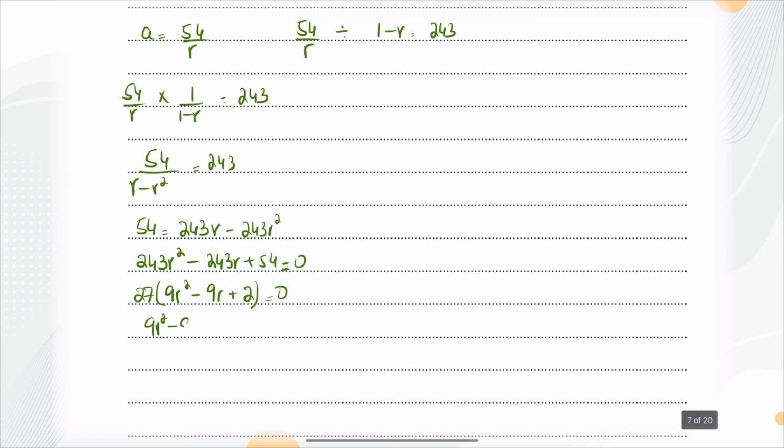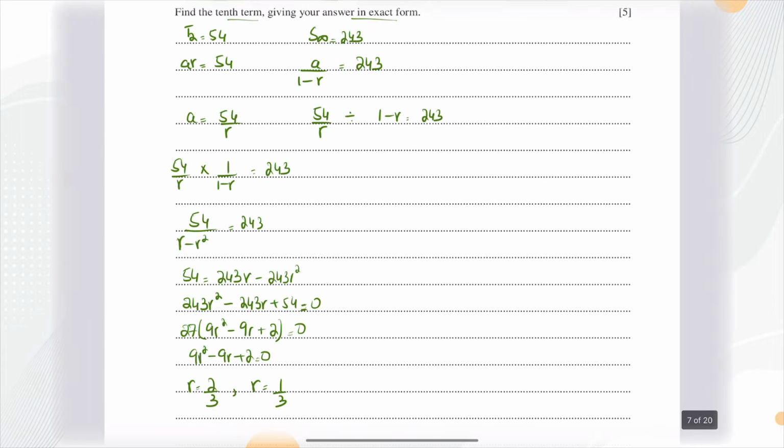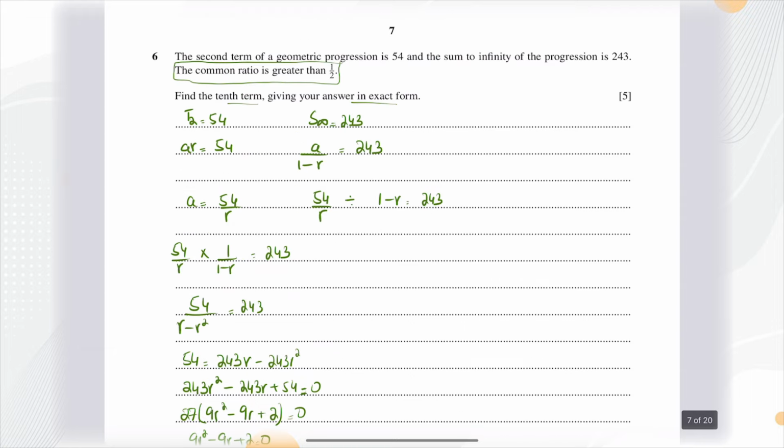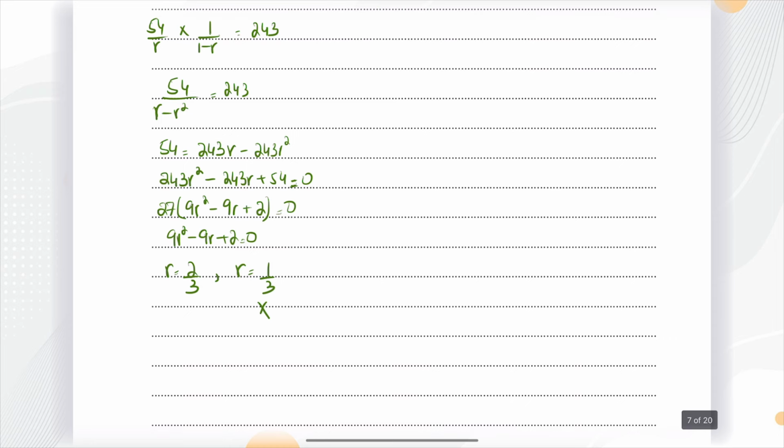So this equation we can solve through middle term breaking, but I'm going to use the calculator to save some time. So we're looking at 9, minus 9 and 2. So one value of R is 2 upon 3 and the other value of R is equal to 1 upon 3. Now which value are we going to take? Are we going to take 2 upon 3 or 1 upon 3? 2 upon 3. Why? Because it has to be greater than 1 upon 2. We will take 2 upon 3, we'll reject 1 upon 3. 1 upon 3 is 0.33, which is clearly not greater than 0.5.